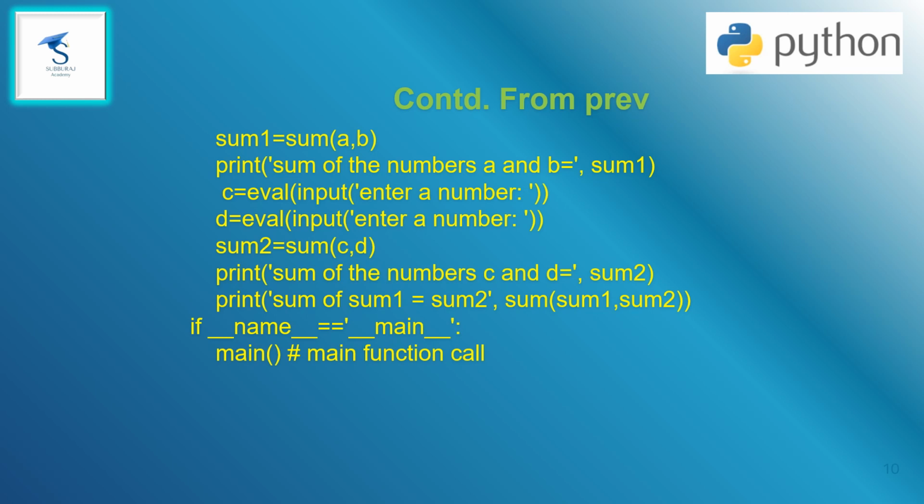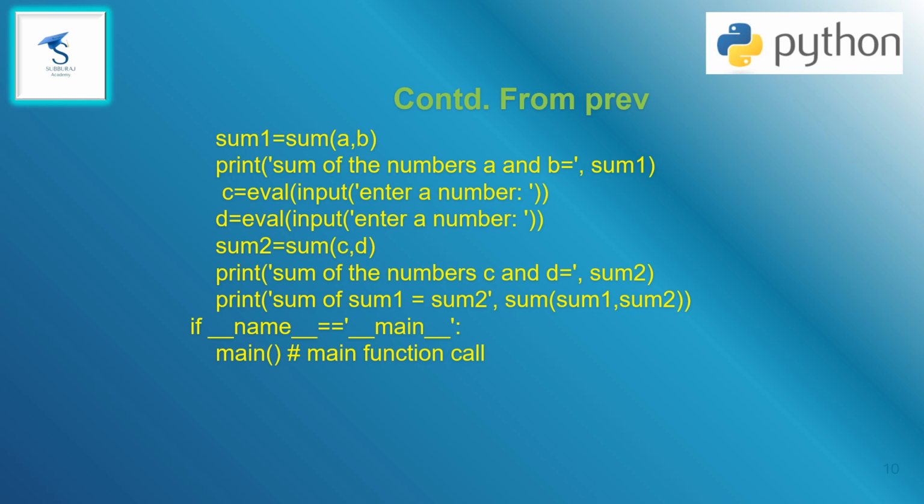Now we print the sum of numbers C and D, which is sum2. Now we call one more sum where we pass sum1 and sum2. So we are calling the function sum 3 times. We can call it any number of times.